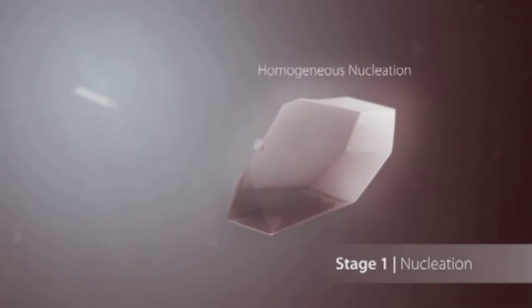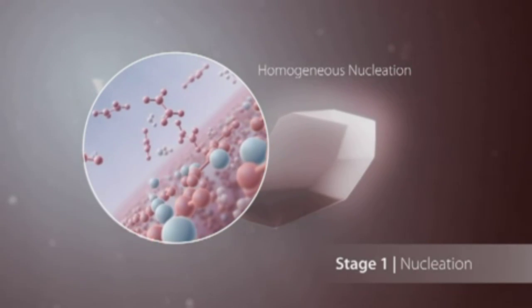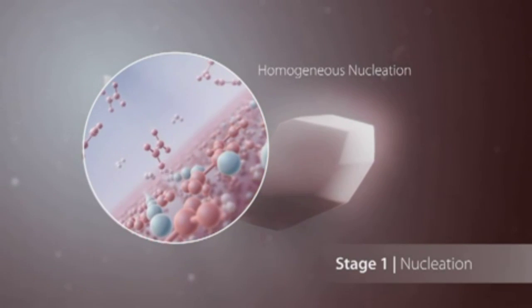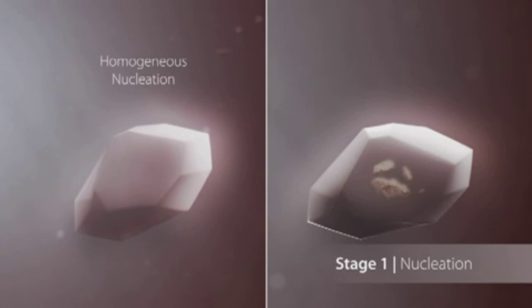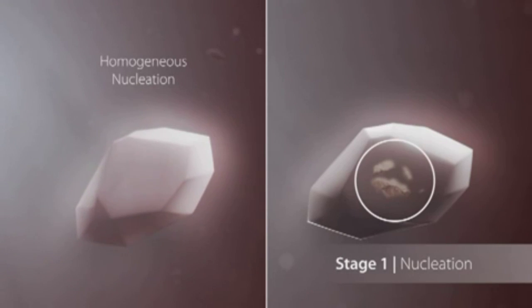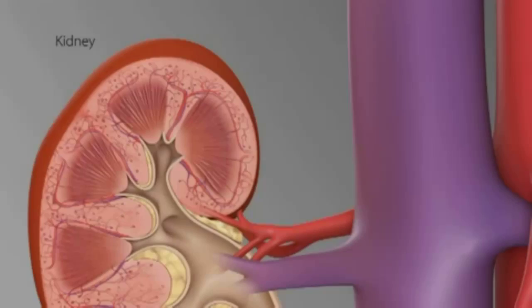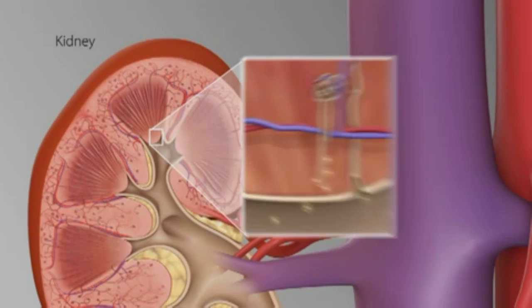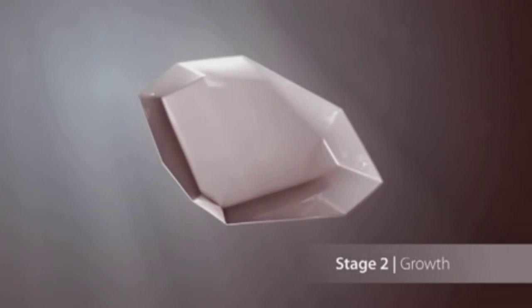In homogeneous nucleation, crystals form around a nucleus with the same composition. Crystals of a different composition can also form around the nucleus. Organic materials, such as cell debris, may be deposited between the crystals as a matrix. This is heterogeneous nucleation. The tiny crystal formations travel down the nephron and are usually deposited at the renal papilla, where they undergo the next major phase, growth.